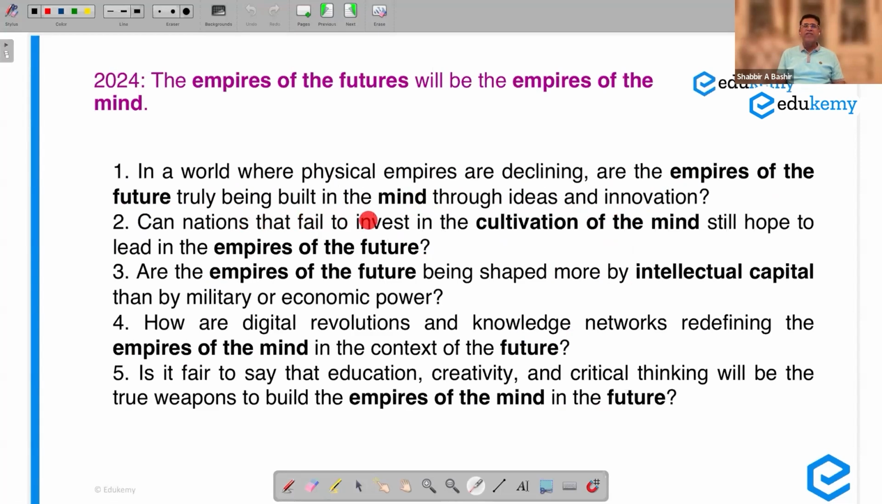Can nations fail to invest in cultivation of the mind and still hope to lead the empires of the future? Are empires of the future being shaped more by intellectual capital or by military economic power? How are digital revolutions and knowledge networks redefining the empires of the mind in the context of the future? Every question has all the keywords, and you're framing the questions.